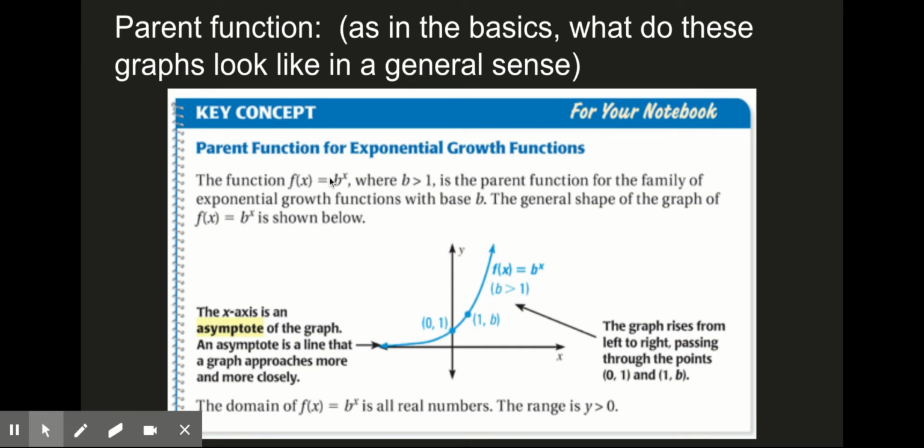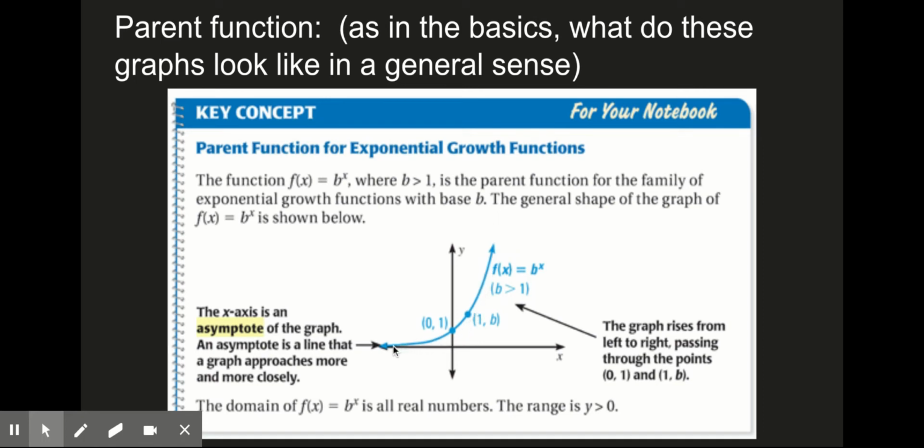0, 1, because anything to the 0 power is 1. And at 1, you'll be at whatever the number is, right? 2 to the first is 2, so this could be 1, 2. 3 to the first is 3, so this could be 1, 3, depending on what the growth factor is. And then it will continue going up, up, up, up, up, forever and ever and ever. And here we'll keep going down, down, down, down, down.